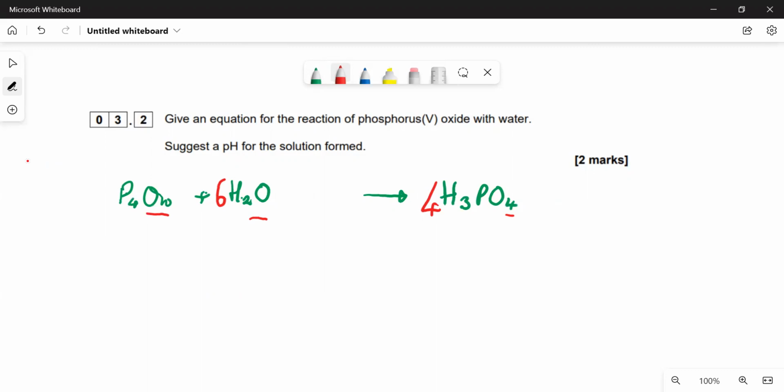The pH of the solution formed, well, I usually say 0 for that, because phosphoric acid is a strong acid and you're going to have quite a high concentration of it. I think in the mark scheme it says allow anything between -1 and +1. That's the pH of the solution, a strongly acidic solution.